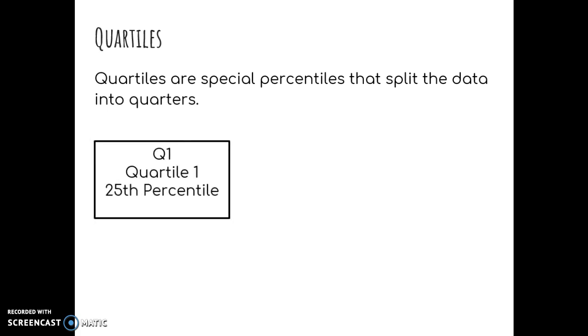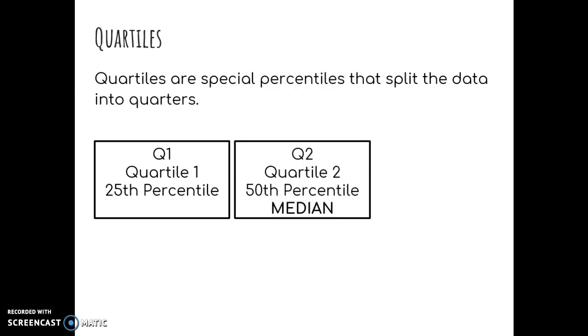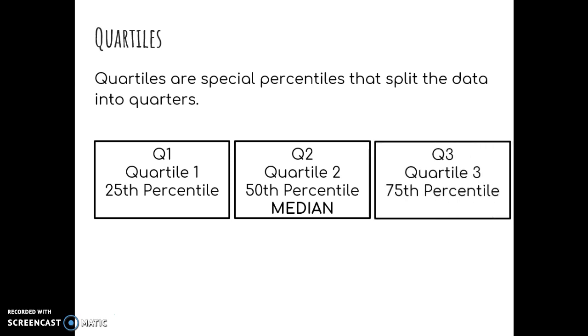So there are 3 special quartiles. Okay, quartile 1, think of again a quarter. That's the 25th percentile. Quartile 2, think of 2 quarters, 50 cents. So quartile 2 is the 50th percentile, which is actually the median. For Q3, think of 3 quarters as 75 cents. So the third quartile is the 75th percentile. Notice you can call them Q1, Q2, and Q3 for short.